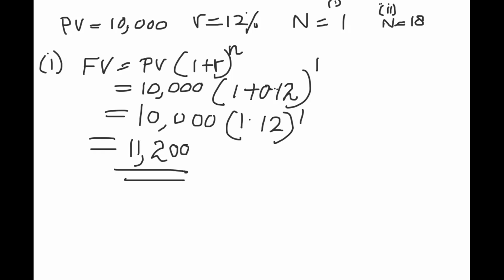11,200 rupees. Right, so that is simple because N is also 1 and the interest is for 1 year. However, when you are doing the second calculation, the present value is 10,000.